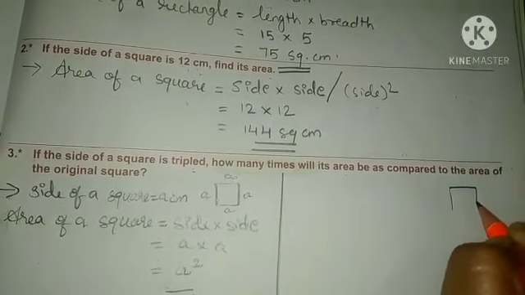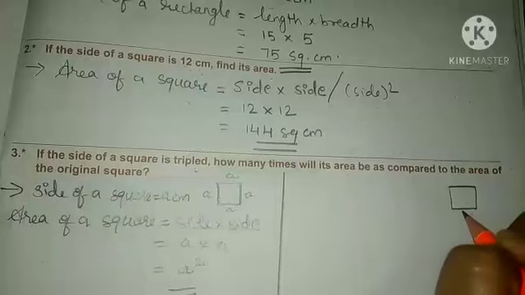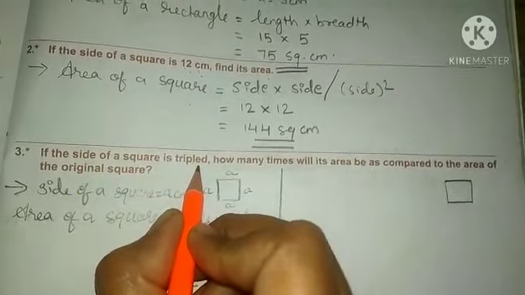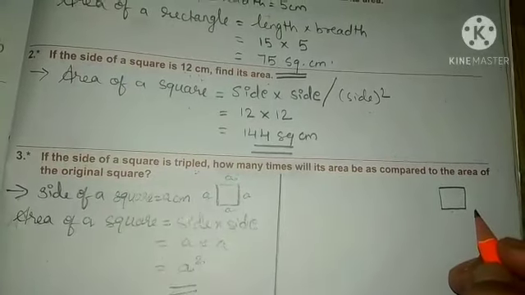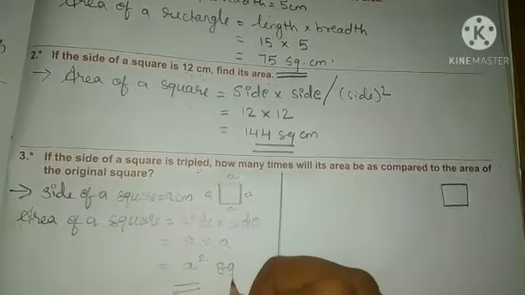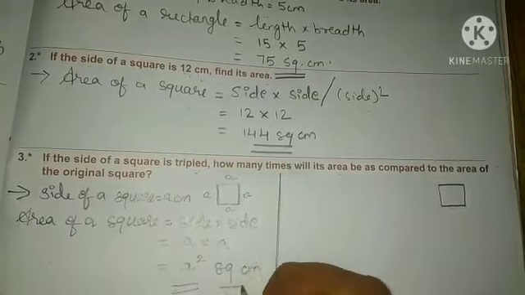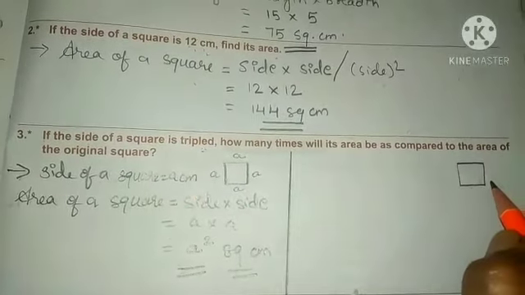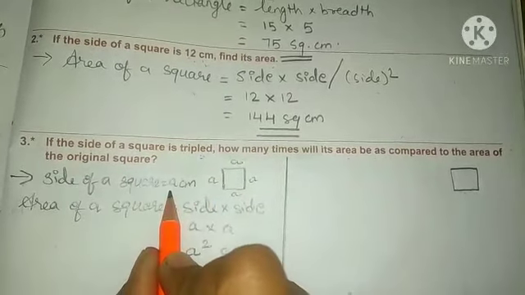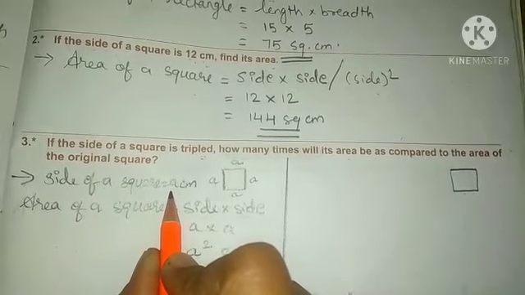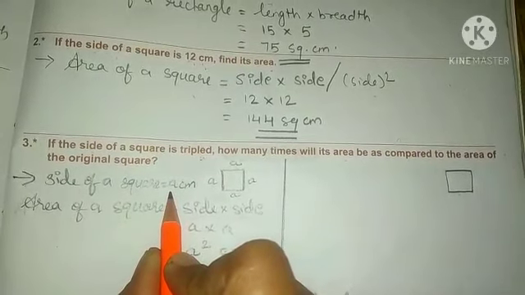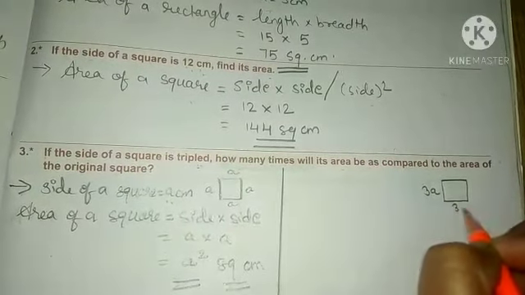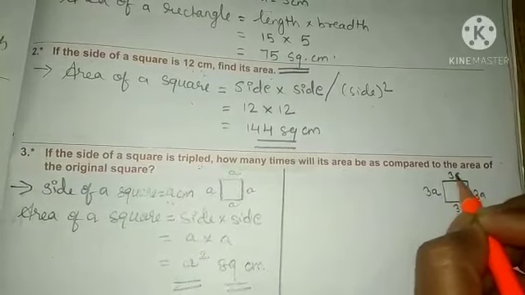So tell me now, what will be the side of a new square? Now here it is given the side of a square is triple. Understood? Now here you will write down square centimeter, students. So how will you make it triple? Now what we have taken the side earlier for the old square, we have taken that is A. So we have to take 3 times more than this. So here your side will be 3A.